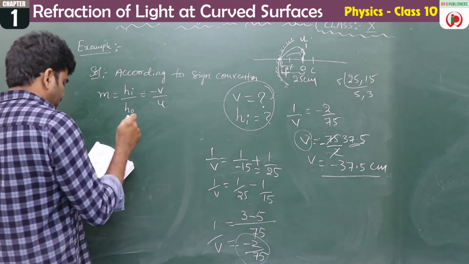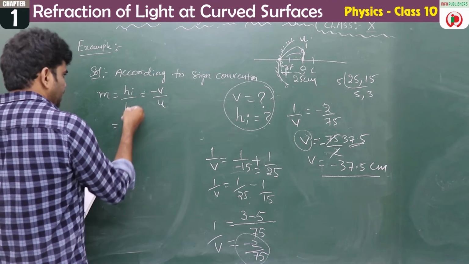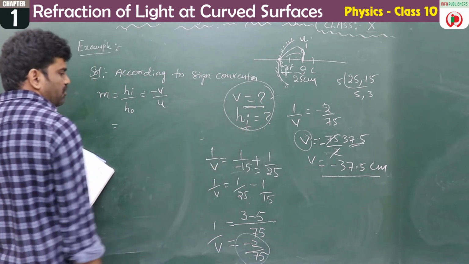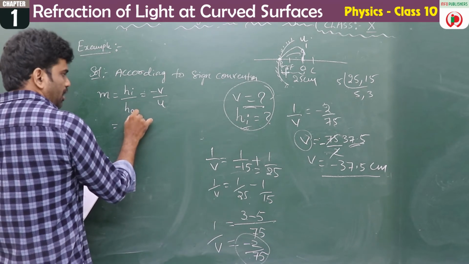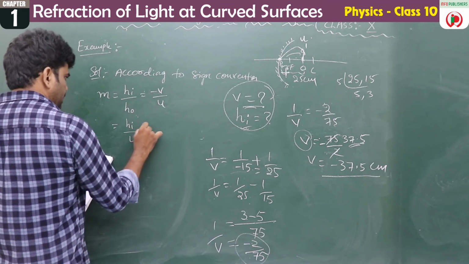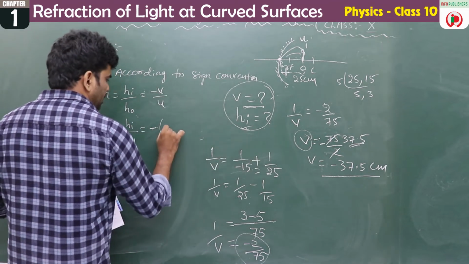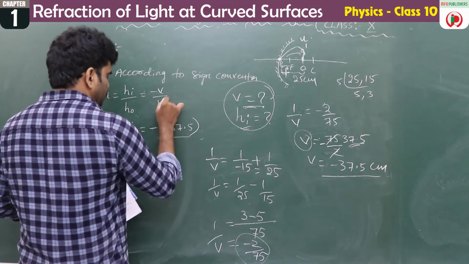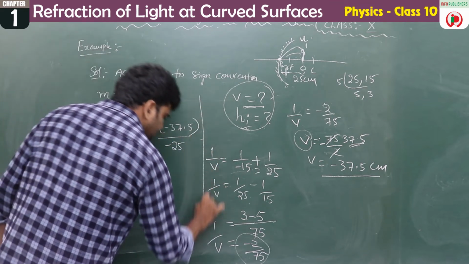Okay, so what is the value of hi? Now we have to find out the hi value, the height of the image. I will write hi as hi only, because we have to find it. The object height is given as 4. That is equal to, minus is there, I wrote minus here. And what is the v value? V value is minus 37.5. And what is the u value, children? Minus 25. U value is minus 25.